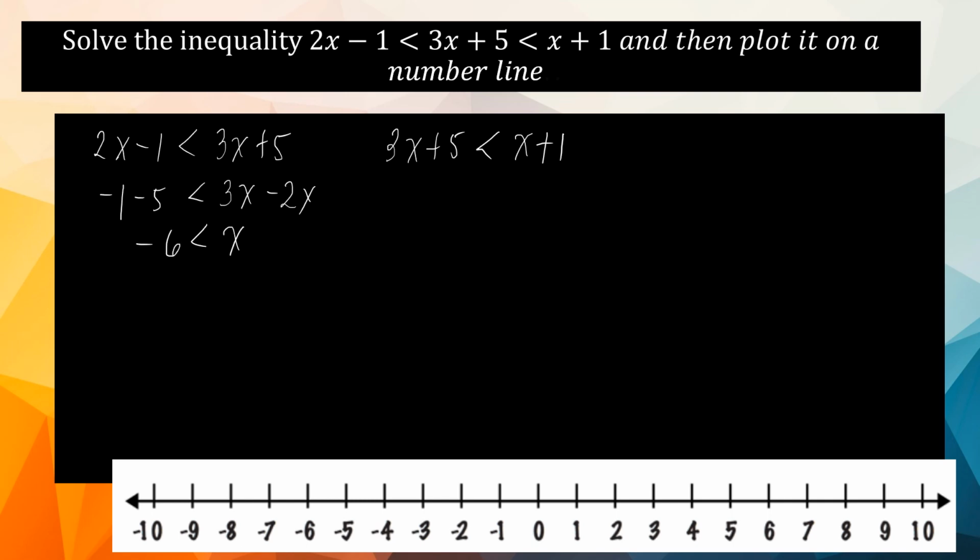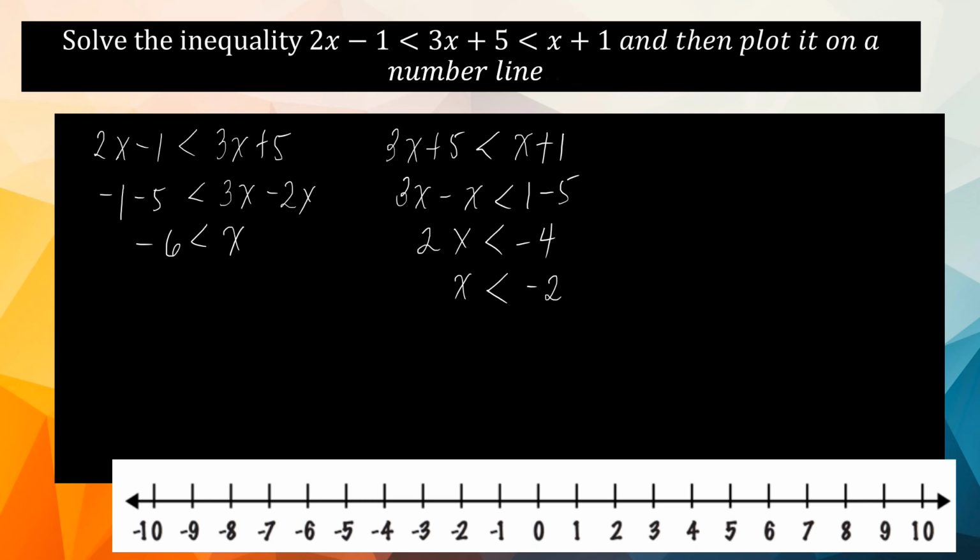Okay, let's solve the other one. Let's move x to the left side. So this would be 3x minus x is less than 1 minus 5. Simplifying it, 3x minus x is 2x, is less than 1 minus 5, which is negative 4. Divide both sides by 2. So you will have x is less than negative 4 divided by 2, which is negative 2.